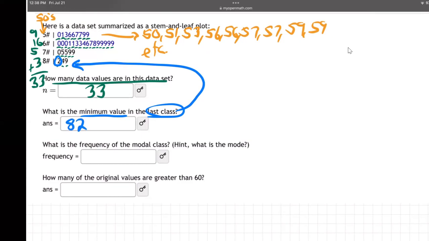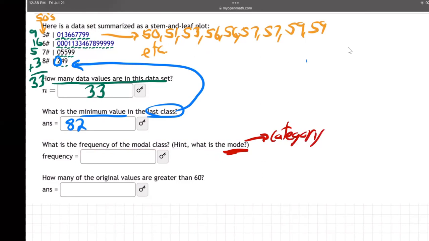And then it says, what is the frequency of the modal class? What is the mode? Remember what mode is? You might be a little rusty on that. Mode is the category, or the class, that occurs most often.